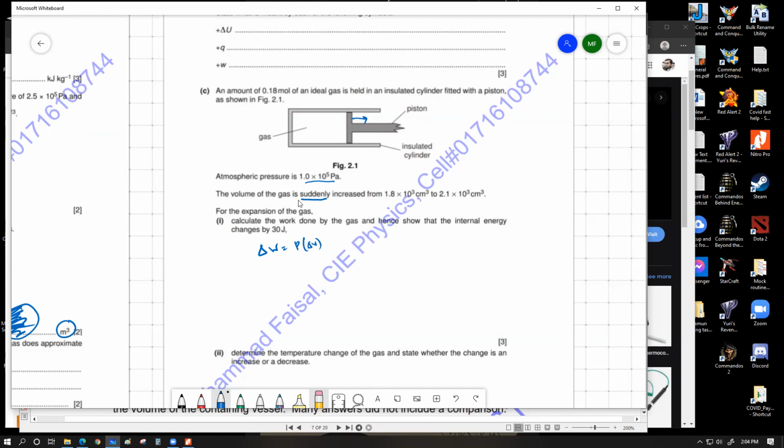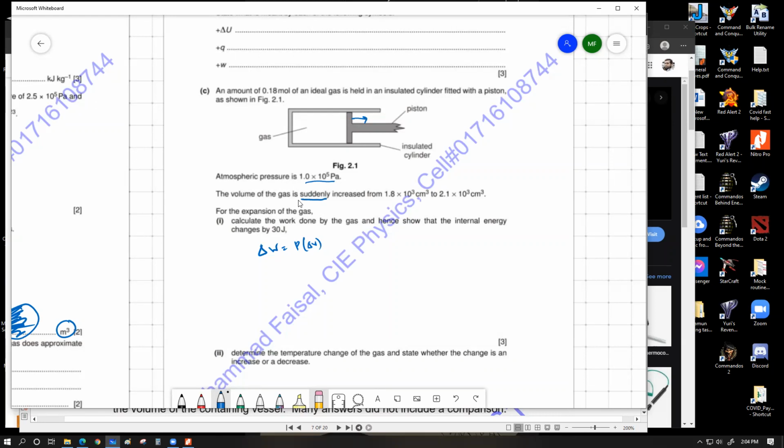The idea is that because we are doing the process really fast, there wouldn't be enough time for the pressure to be equalized. So we can consider that the pressure remains constant, only the volume undergoes a change.